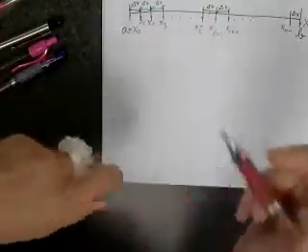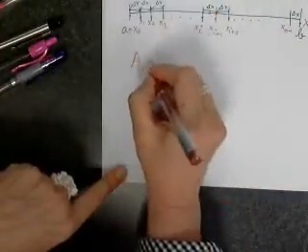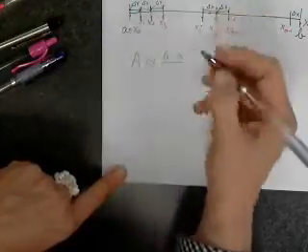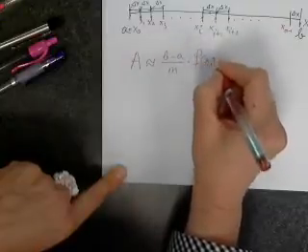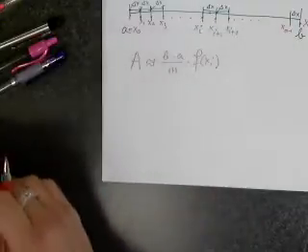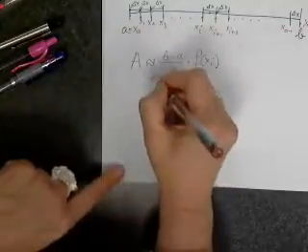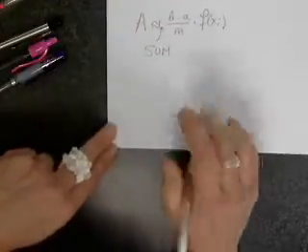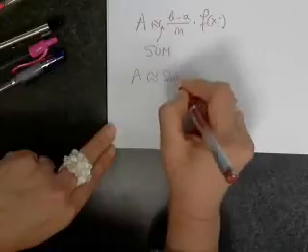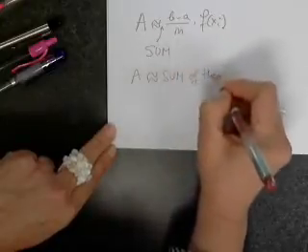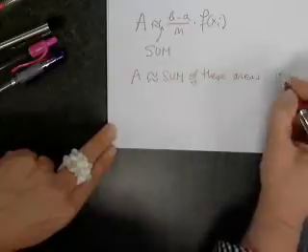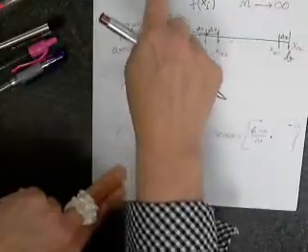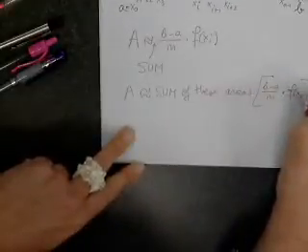So now let's write again. So the area is approximately b minus a over n, that's the base, times f of xi. However, I have to put something else in here, right? The word sum. So the area is approximately the sum of these areas between b minus a over n, which will always be the width of the interval, times some f of xi.